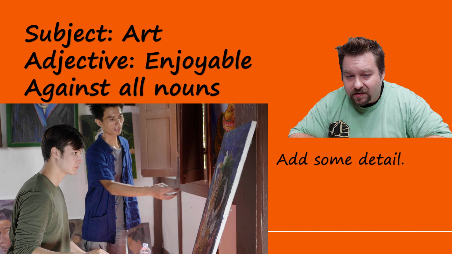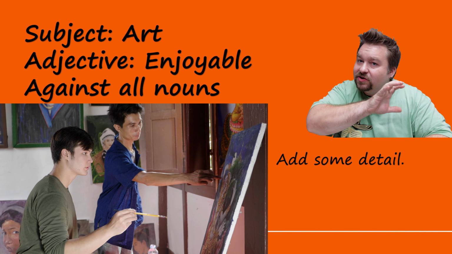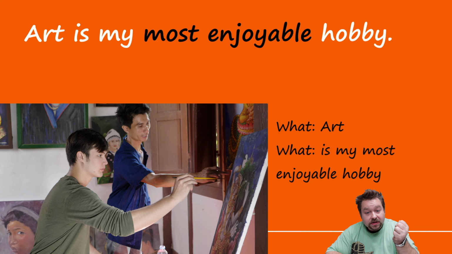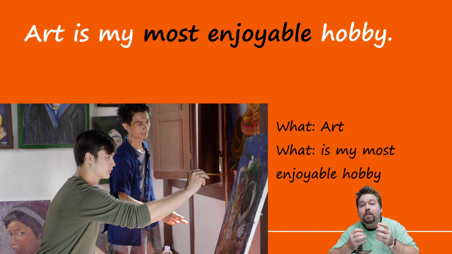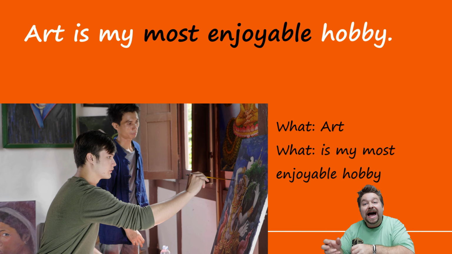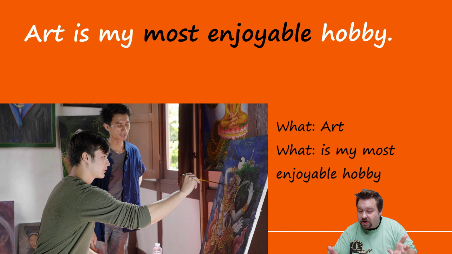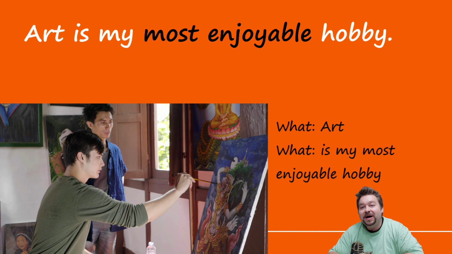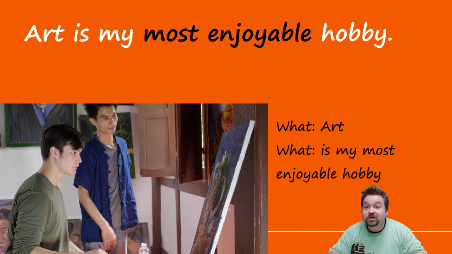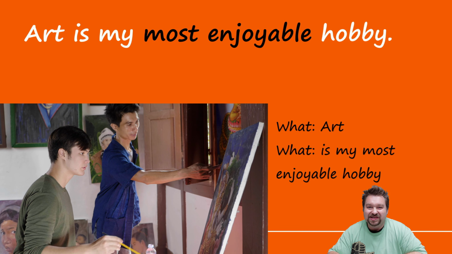Our subject is art. Our adjective is enjoyable. And we're going to compare it against all other nouns, okay? So, art is my most enjoyable, against all. Most enjoyable hobby, right? When we break this down, we say what? Art. Okay, what is my most enjoyable hobby? That's kind of nice, right? It's long, but the adjectives, those descriptive words, all go into that what part still. So that wasn't so bad.